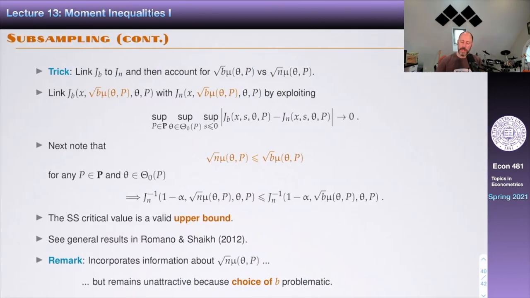Well, notice the following. It's easy to link J_b to J_n and account for these two things. First, we know that J_n and J_b get close to each other for the same value of s, and in particular, uniformly over s. So this is sort of what subsampling gives us. Second, know that square root n mu is less than or equal to square root b mu. Why? Because we know that b is less than or equal to n, and mu is less than or equal to zero. And so square root b mu is a valid upper bound of square root n mu.